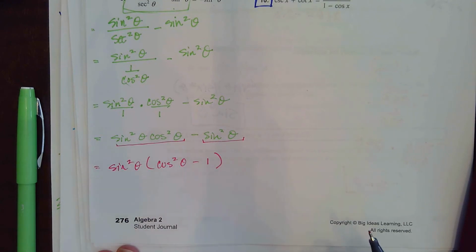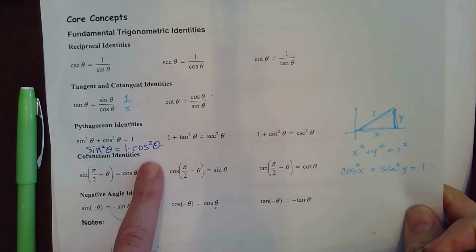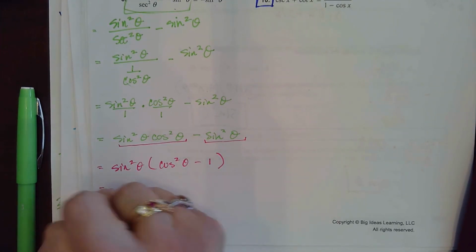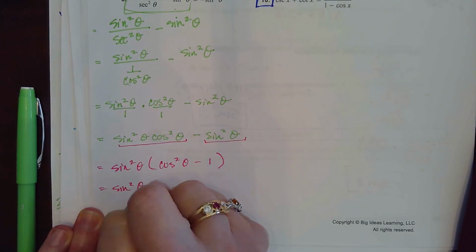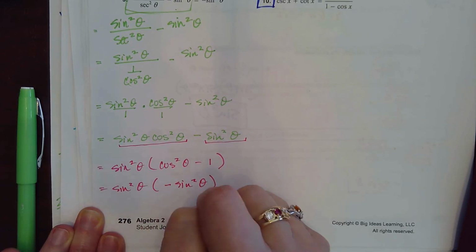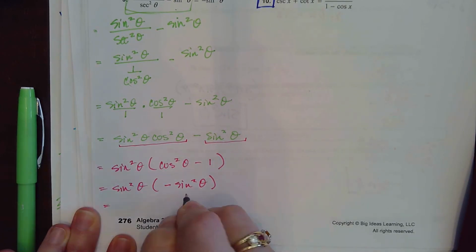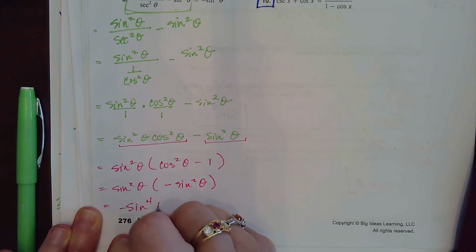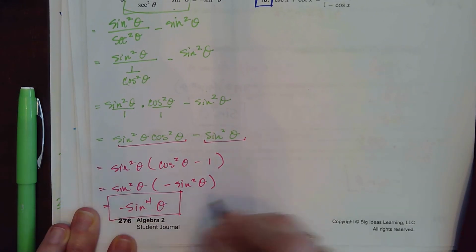Now, what is cosine squared minus 1? Well, we talked about that one. Cosine squared minus 1 gives me negative sine squared. So then negative sine squared times sine squared would give me negative sine to the fourth. And that is where I started.